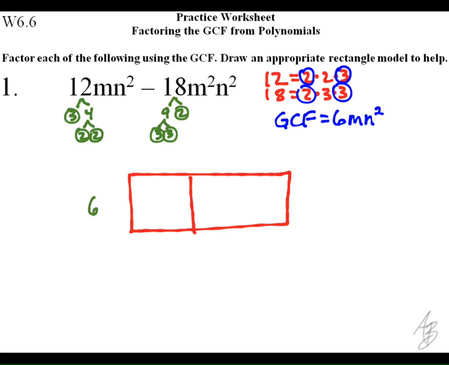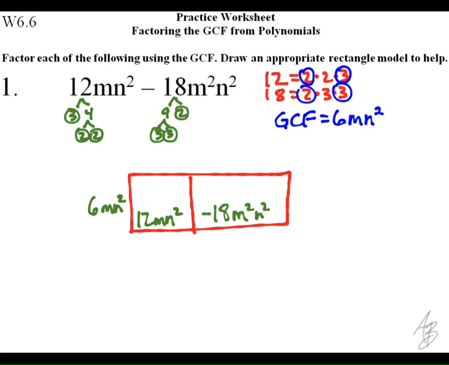We've got our GCF out front. What goes inside of the first rectangle? 12mn squared. What goes in our second one? 18m squared n squared. We're still missing something. Negative. It's got to be negative.